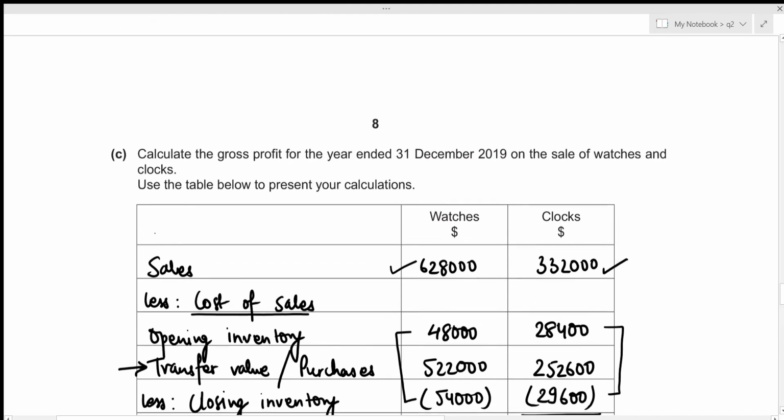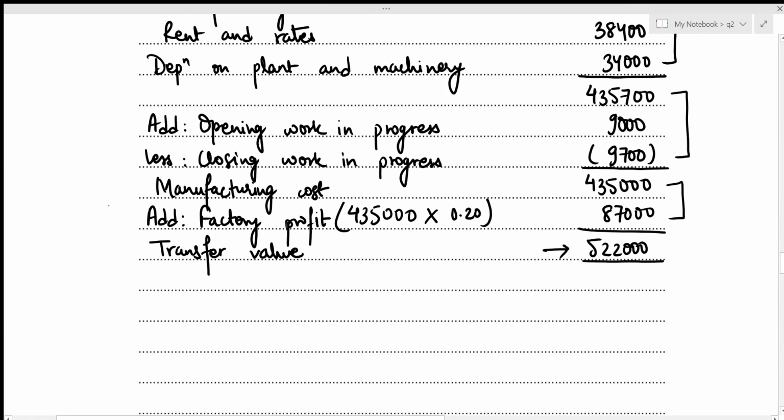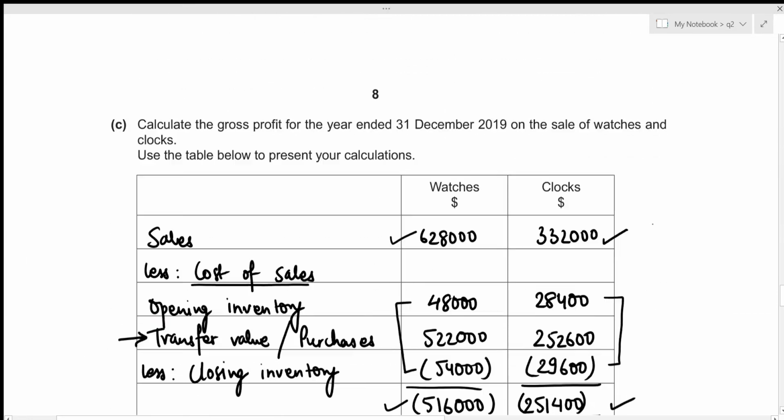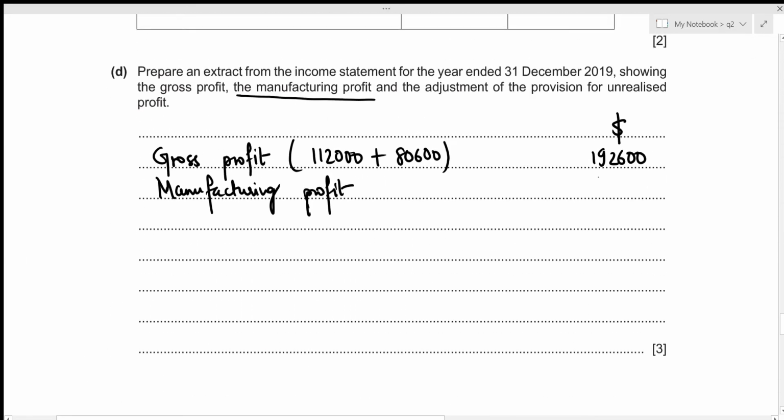So let's have a look at our manufacturing account. We added our factory profit right here and it amounted to 87,000. So we just have to add this amount of 87,000 back to our gross profit. Let's do that. We have 87,000. Okay, then the last part was the adjustment of the provision for unrealized profit.